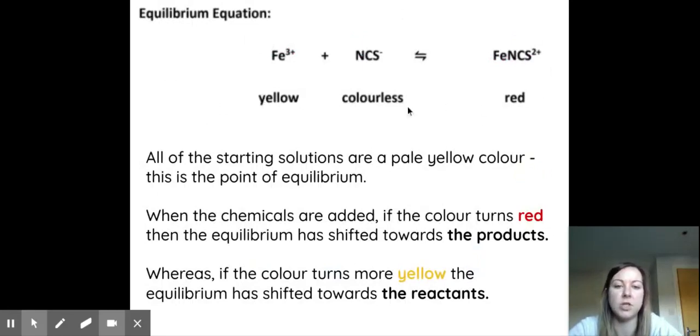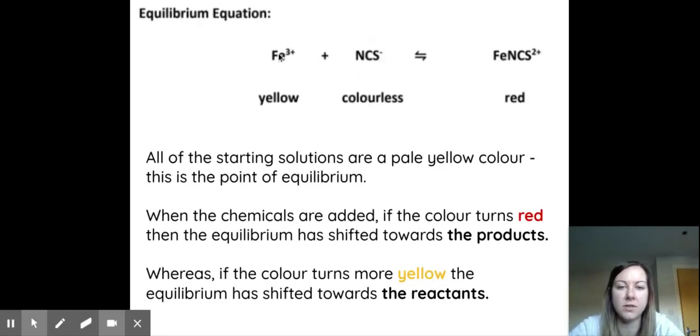And we're given this equation here. This is what we're interested in. And this tells us that the iron 3 plus ions are a yellow colour. If you remember back to Nat 5, you know that different ions have different colours in solution. This is telling us that Fe3+, or iron 3 ions, are yellow. The thiocyanate ion, which is this ion right here, is colourless.